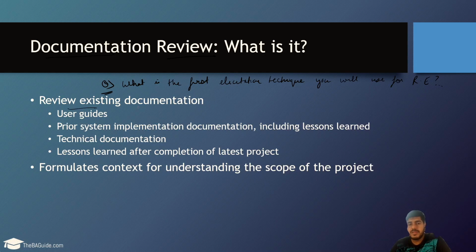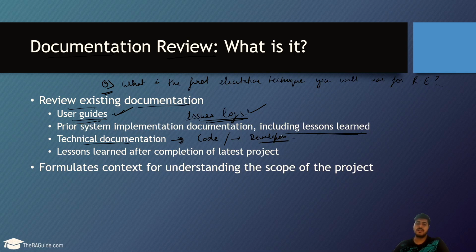So, reviewing the existing documentation has user guides, it has the issue logs. That means what were the problems faced in the last project. It also includes the lessons which were learned. It has technical documentation. From here, you'll know how much technical information is required, what kind of code was written. It will be helpful for developers as well. They can check the code and understand how it was written previously.